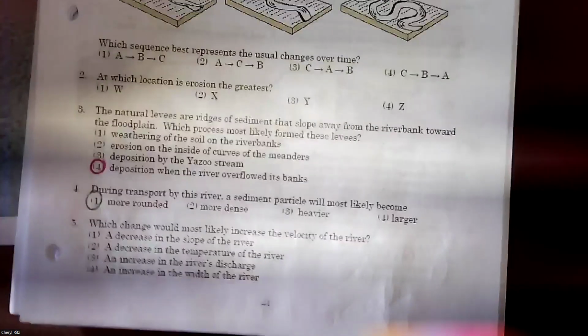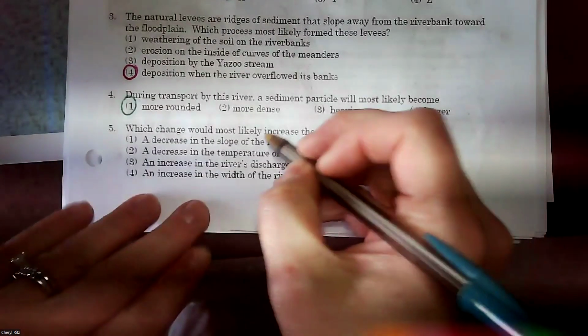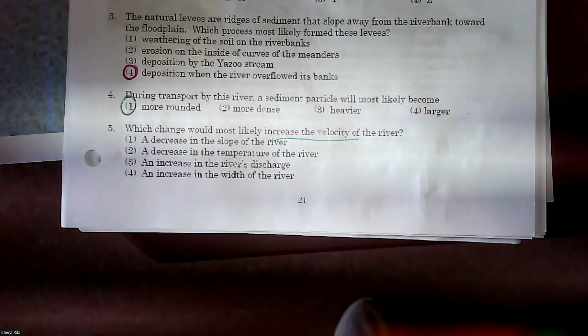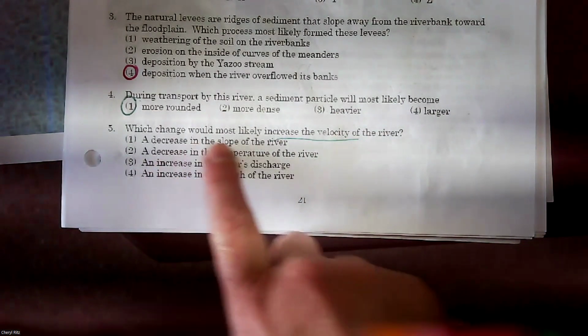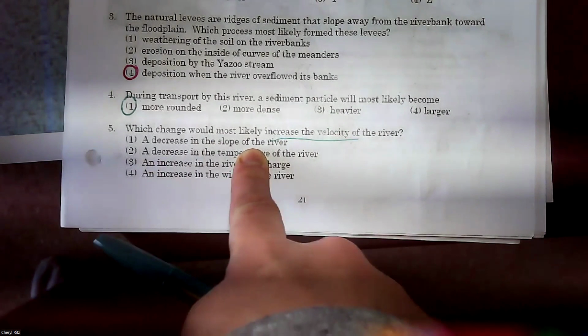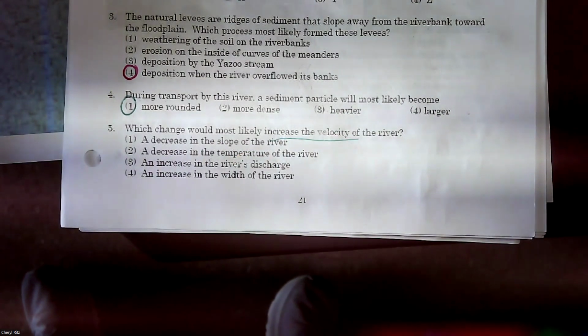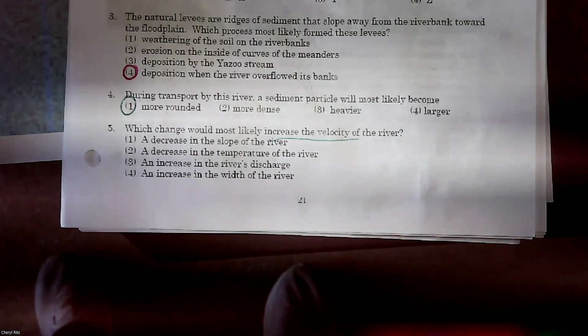All right, how about this one? Which change would most likely increase the velocity of the river? So speed it up. Is it a decrease in the slope? What does that mean to decrease the slope? When I decrease the slope, what am I going to do with my arm to decrease it? Move down, make it more flat. Will being more flat make it go faster?